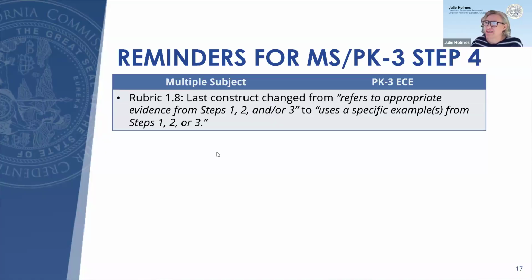And a reminder for step 4, that last construct, and this would trip up candidates, and I hope you agree, and maybe you disagree, but where it said refer to appropriate evidence from steps 1, 2, and or 3. We are now saying use a specific example or examples from steps 1, 2, or 3. So pick something out and tell us and use that specific example. And we hope that language change is really helpful to candidates and prompts them to give us that specific example instead of something more ambiguous like saying refer to evidence.